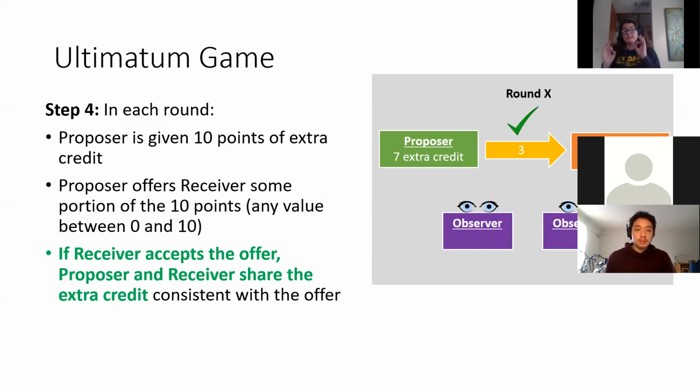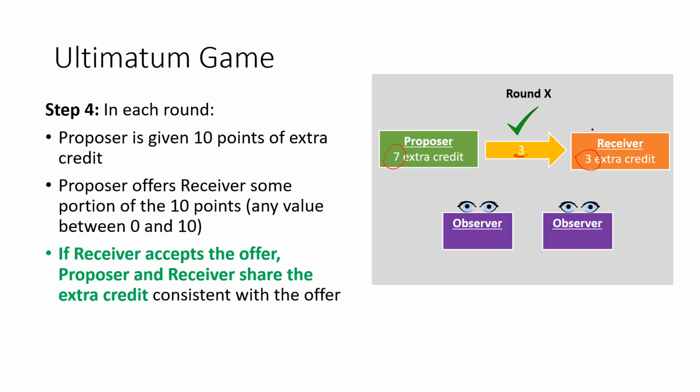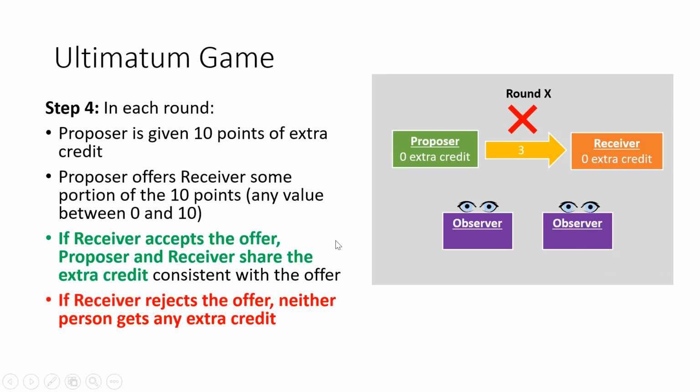If the receiver accepts the offer, the proposer and receiver share the extra credit consistent with the offer. So if the proposer offers 3, the proposer will get 7, and the receiver will get 3. So they'll share the extra credit if the receiver accepts the offer. If the receiver rejects the offer, neither person gets any extra credit. They both get 0 if the receiver doesn't like the offer. Presumably, the receiver will accept the offer if it's higher because the receiver themselves wants as much credit as possible.